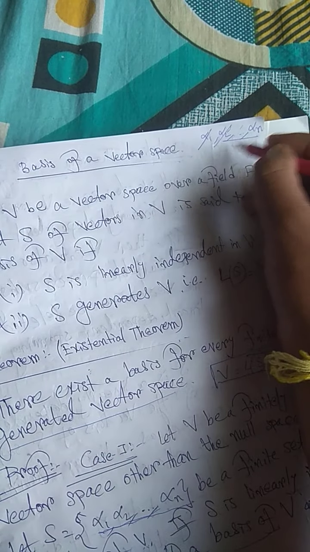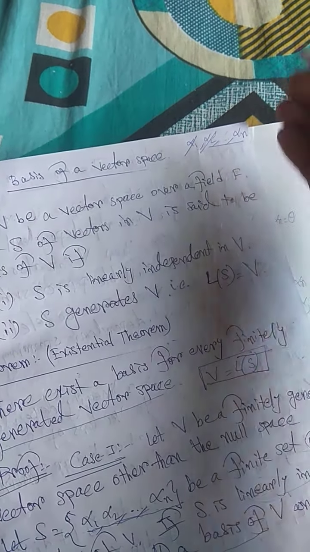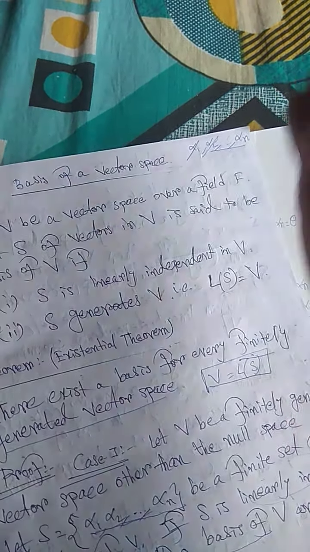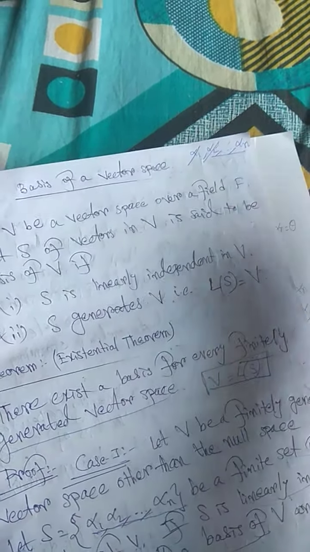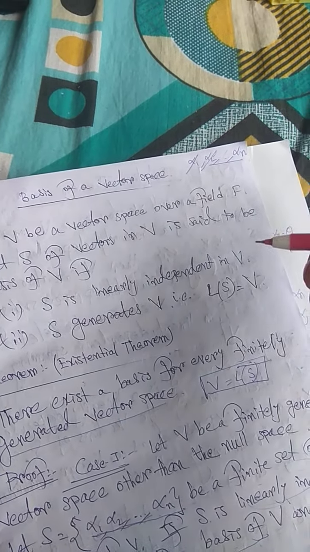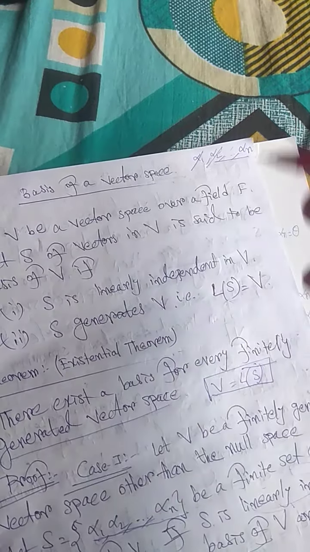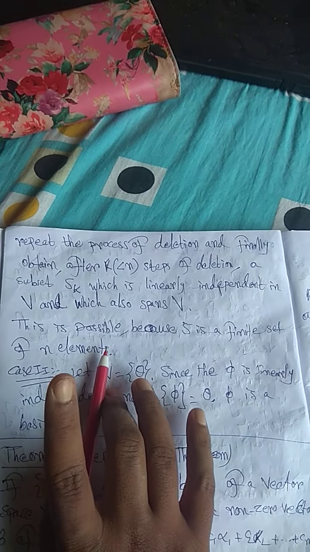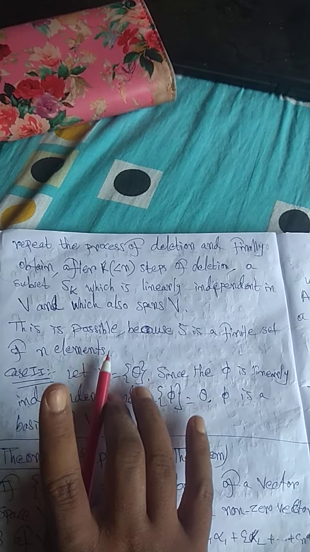Otherwise, delete again. Proceeding in this way, at the end, how many vectors remain? Only one, because you can't delete that last vector as well, since in that case it would become the null vector space. So at the end, one vector will remain. You will have one vector in your hand, so that will obviously be independent.